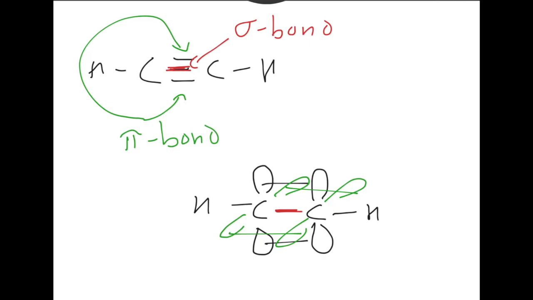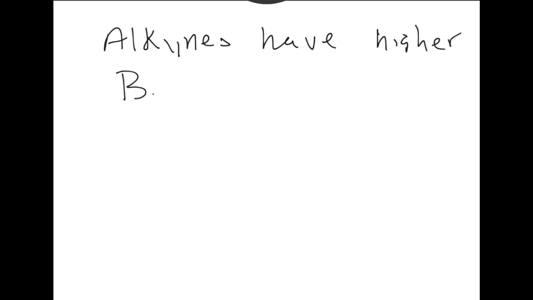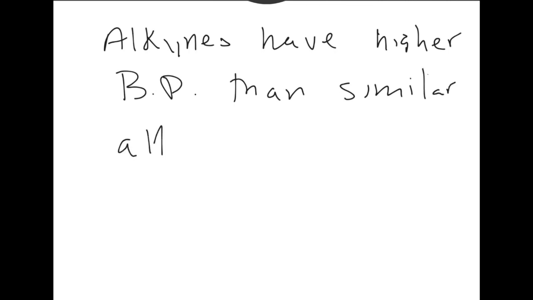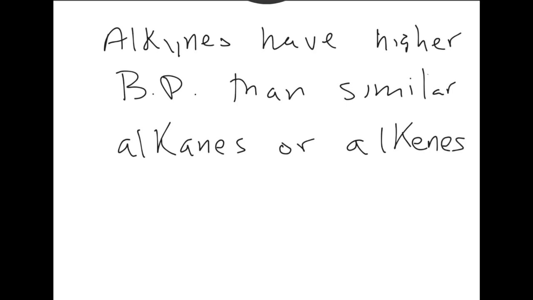So that's basic structure. A fun little fact about alkyne physical properties is because they're linear, because that bond angle is 180 degrees, alkynes have higher boiling points than similar alkenes or alkanes, right?